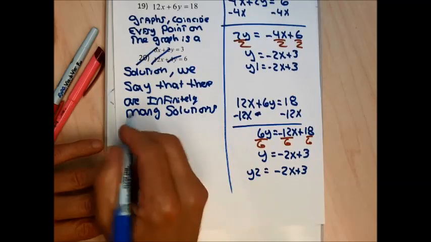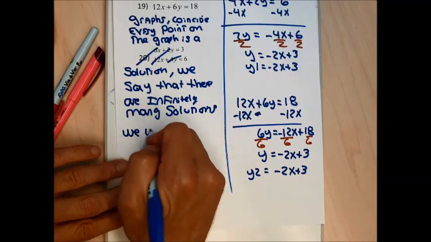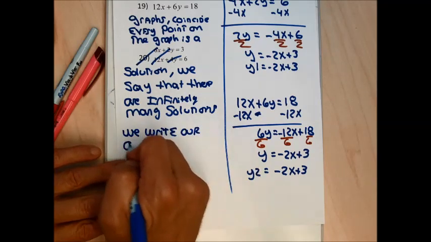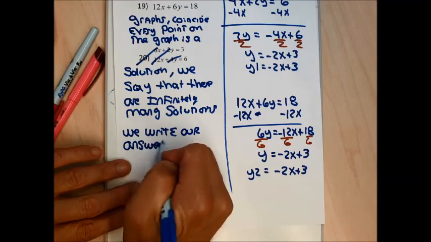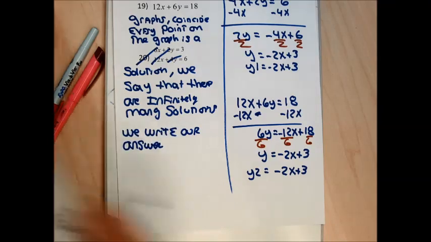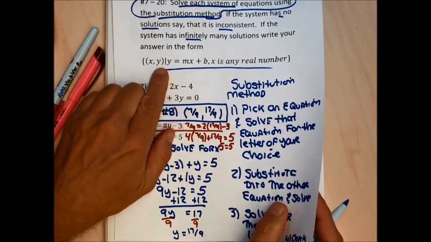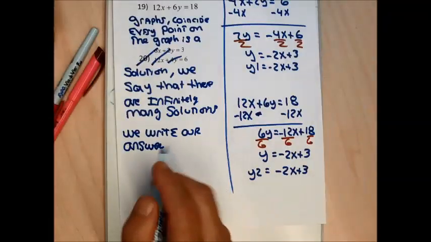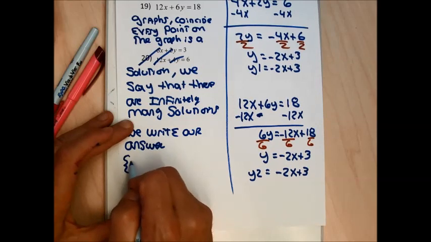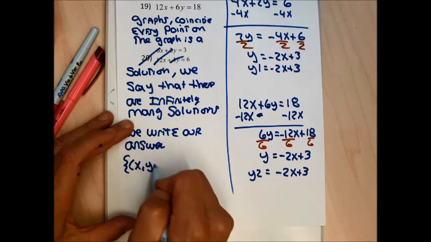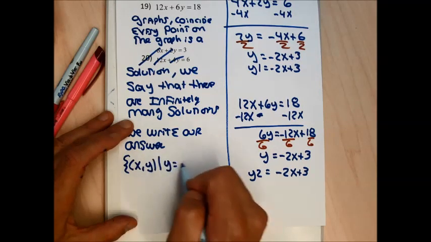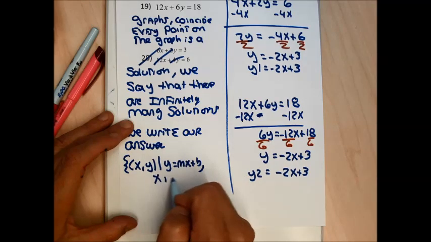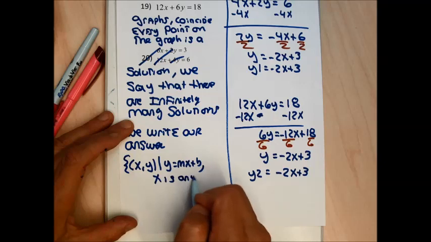And we write our answer fancy. We write our answer in this form. It's a set of x, y such that y equals mx plus b, where x is any real number. So we write it like this. The answer is the set of x, y such that y equals whatever it equals to, where x is any real number.